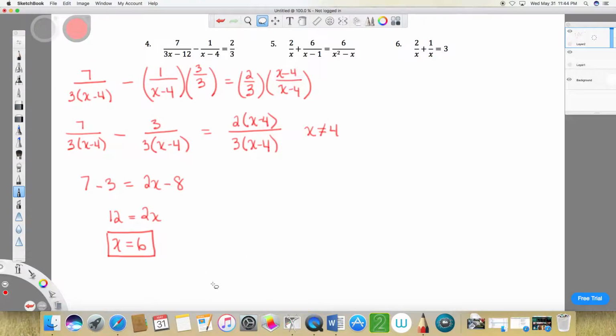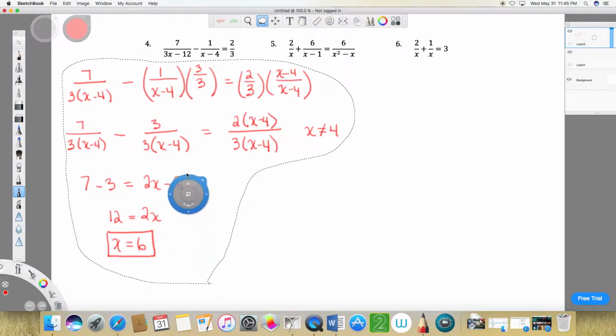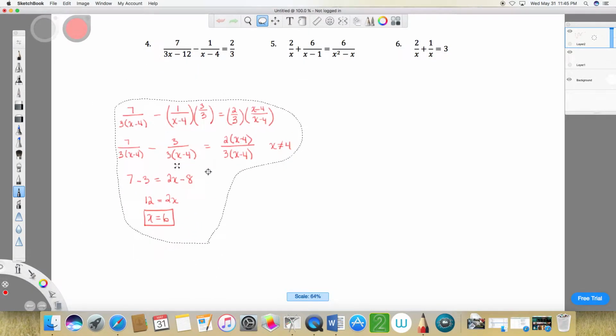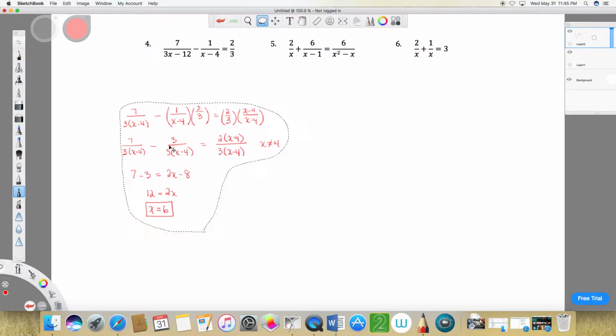All right, so let's shrink this up so I can do these other problems. I have a tendency that I write kind of big. And I'm getting a little bit better with this software.